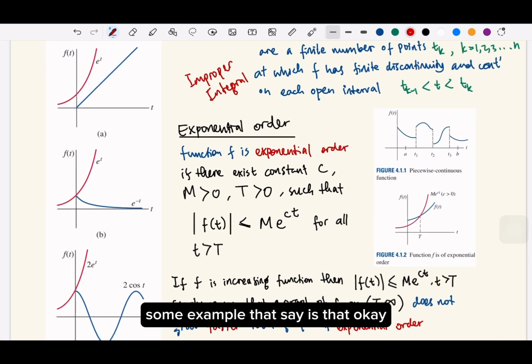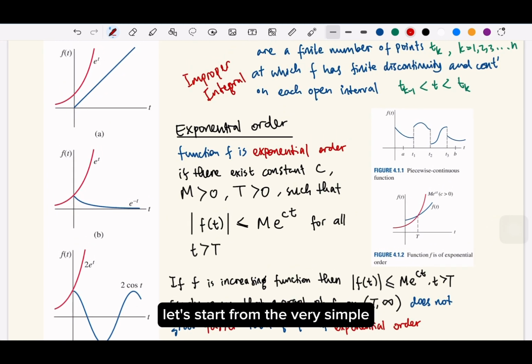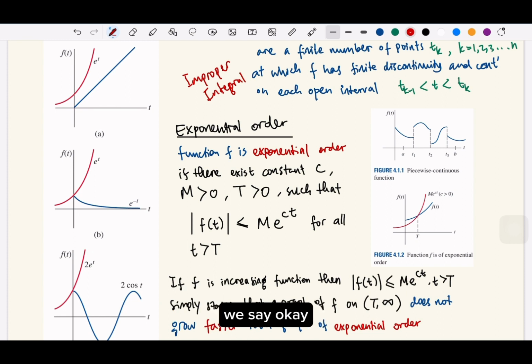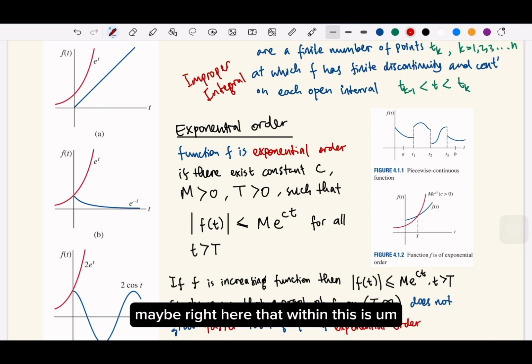Let's start from the very simple, just a linear function. Since the red curve is going faster and faster than the blue one, we say this is also of exponential order. This is also the same. It's getting lower, and then it's getting faster. This is also the same. Let me maybe write here.